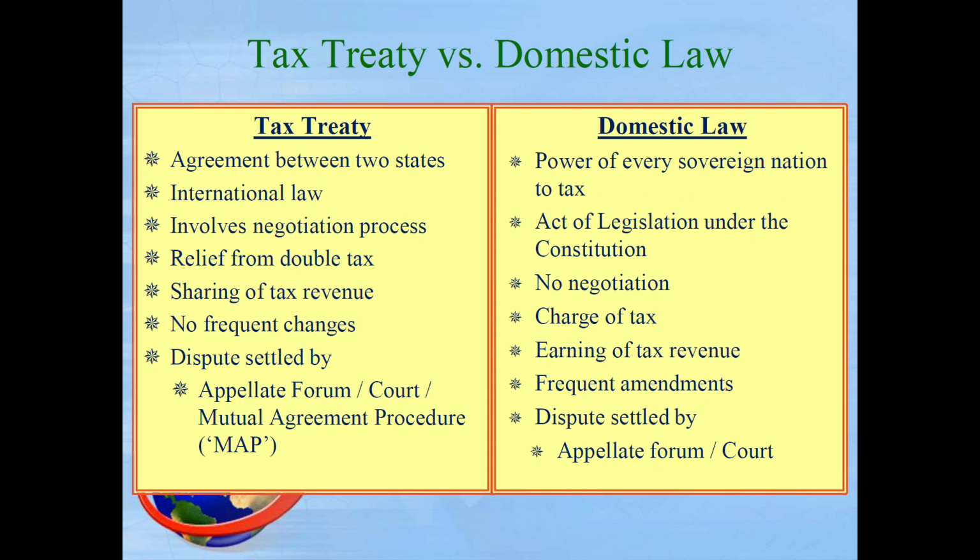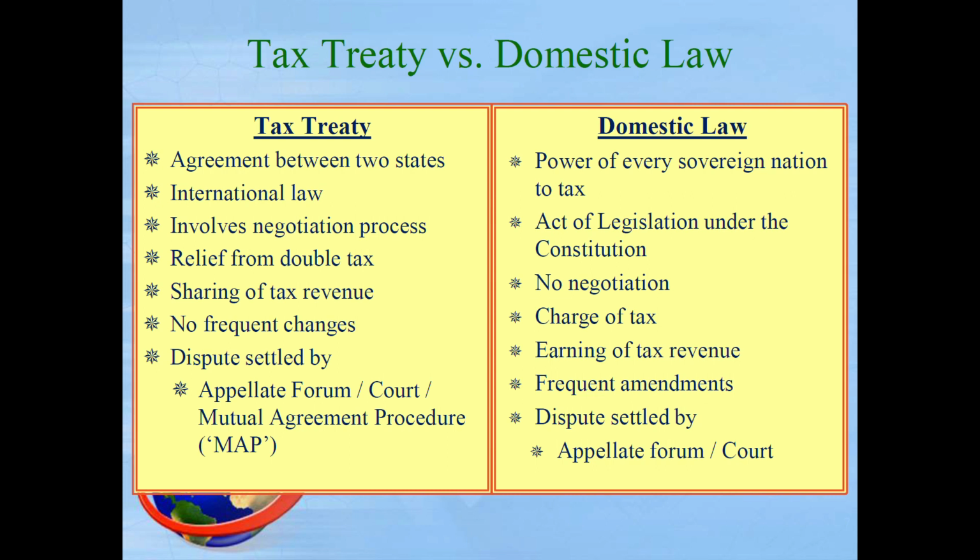And it is an international law, whereas domestic law is binding only to the domestic territories of the country. Tax treaty involves a negotiation process, whereas domestic law doesn't involve any negotiation. It is an act of legislation under the constitution. And a tax treaty tries to eliminate double taxation, whereas domestic law just shows ways of charge of tax. Tax treaty is involved in sharing of tax revenue, and domestic laws are involved in earning of tax revenue.